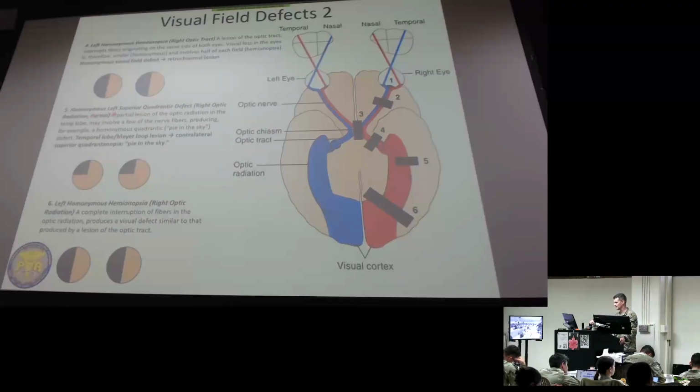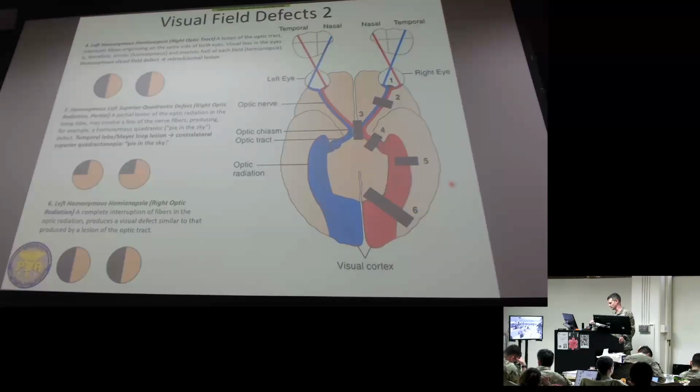So it's going to be the homonymous left superior quadrantic defect. Most commonly they're going to say, hey, upper left-hand corner or upper right-hand corner, I just can't see there. So pie in the sky, Meyer's loop, scaphoid of the brain. Does that work okay for people? Usually you're going to see patients describe a pie in the sky. They're not going to go through writing all these letters here because you'll just trip yourselves up trying to get that. I got a question over there.